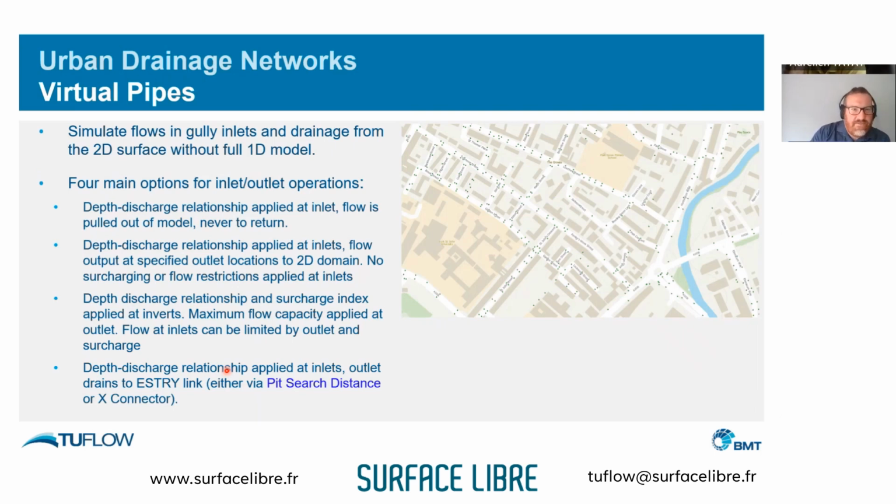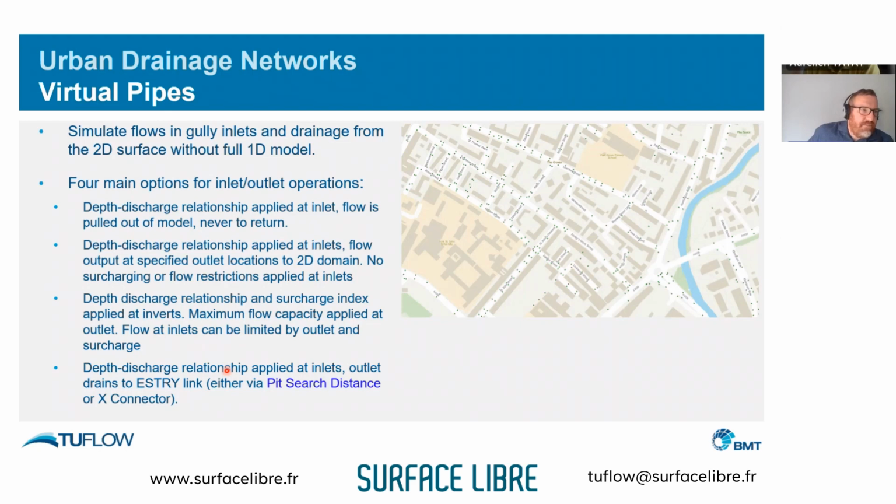We also have this concept of virtual pipes. It's quite often difficult to get the information about the full subsurface pipe network. So what the virtual pipes allow you to do is represent the capture rate from those inlets and gullies, take it away from the 2D surface, but not bother with routing that in the subsurface. So we can take flow away, we can drain it away, and then basically say it's lost to the model without having to represent the full subsurface drainage network.